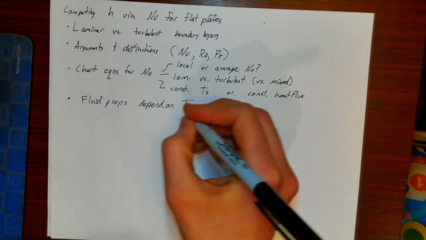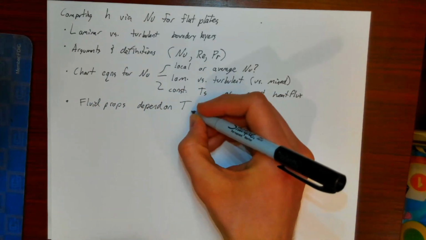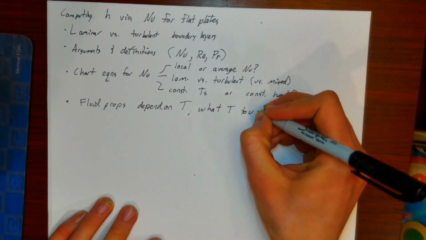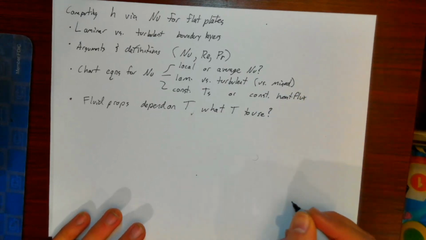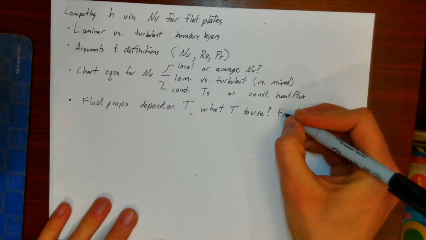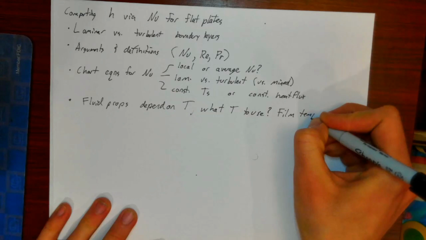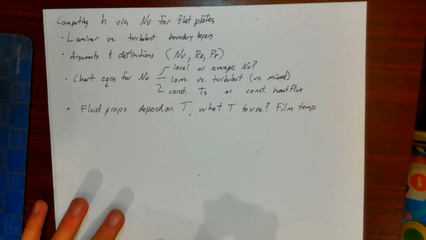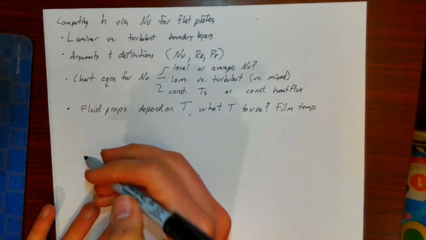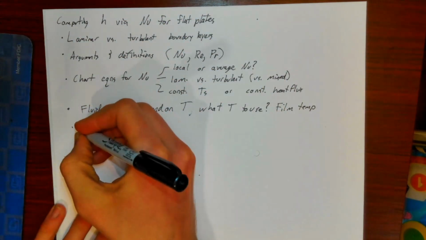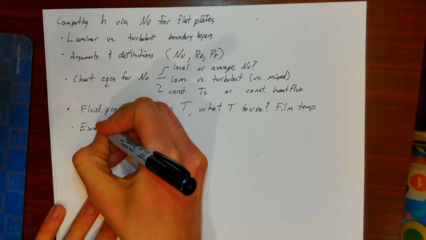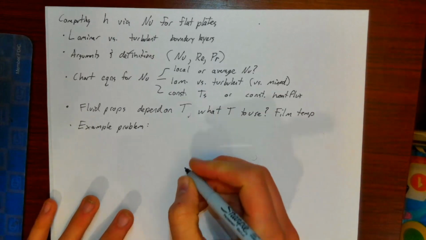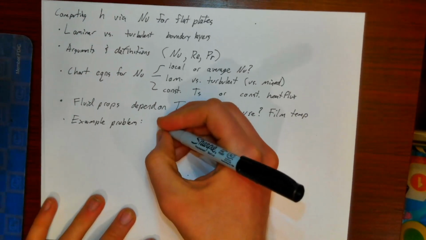Because these fluid properties depend on temperature, what temperature do we use? Spoiler alert, it's basically going to be called the film temperature, and I'll define that more precisely once we get to this point in the lecture. Then finally, we'll bring together all of these concepts and actually apply them with an example problem, which is the flow past what's called a hot strip anemometer.